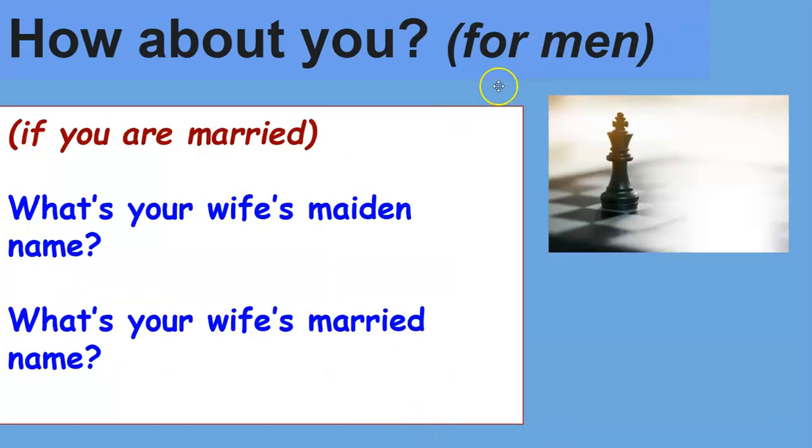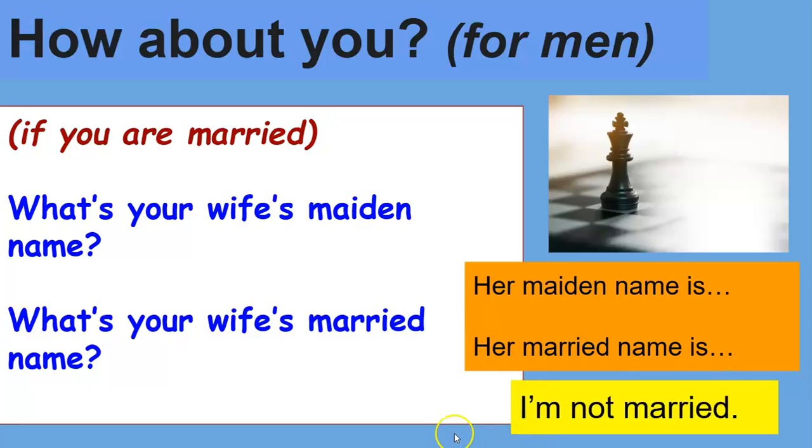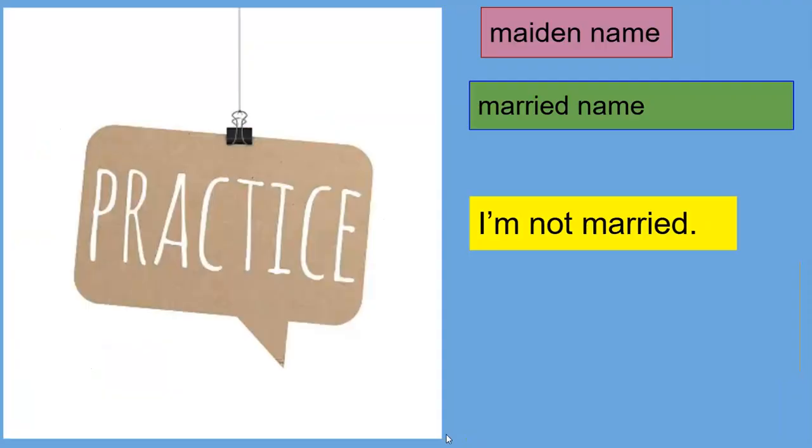How about you? This is a question for a man. For a man, if you are married, what's your wife's maiden name? And what's your wife's married name? You can say her maiden name is, and her married name is. Now, if you're not married, just say, I'm not married. Great job.